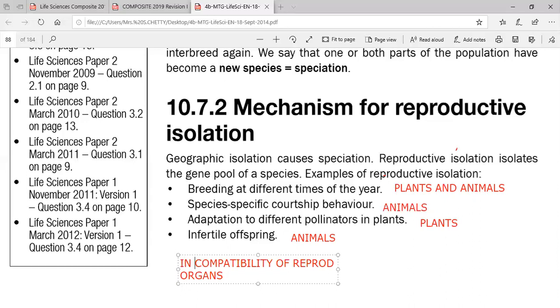All right. So very importantly, you must know these mechanisms for reproductive isolation. If the farmer interferes, it could appear to apply to plants as well. Okay, so that's the mechanism for reproductive isolation. So with this, we bring an end to general evolution.